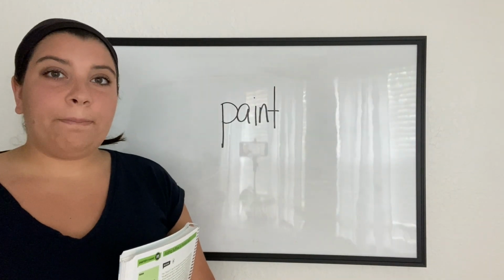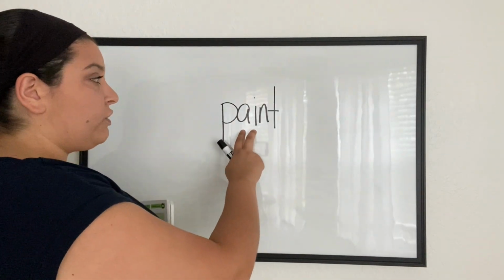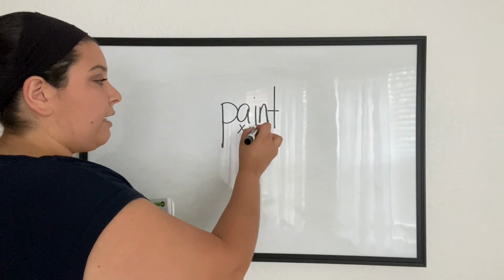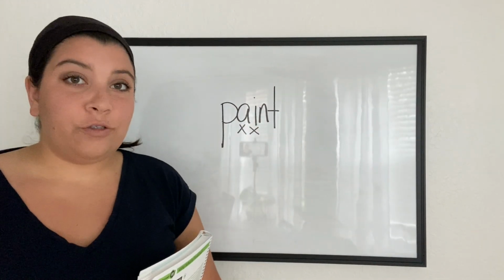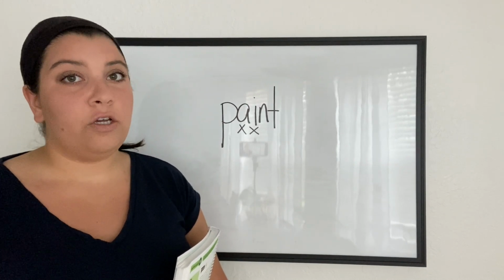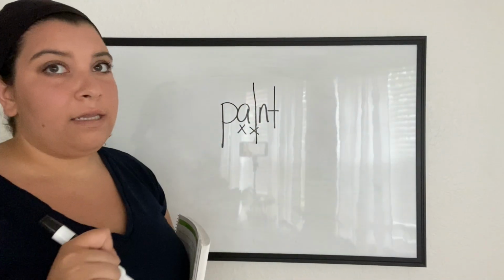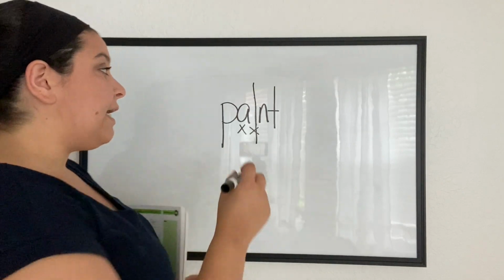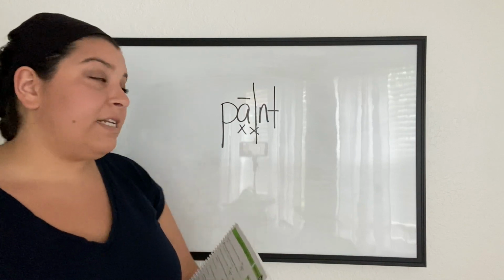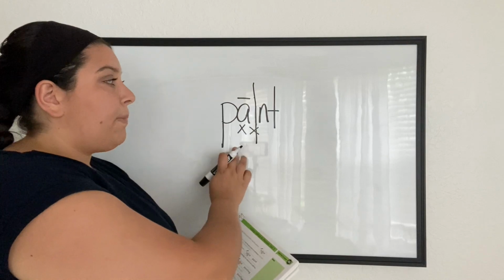So we see in my word paint that there are 2 vowels that are adjacent or next to each other. So we're going to mark our first vowel with an X, mark the second vowel with an X. When we see 2 vowels go walking, the first one does the talking and the second one stays silent. So that means we have to mark our I with a silent line, and our A is going to get a long vowel marking. We don't need to mark the N or the T at the end of the word because they're not guardian consonants. So my word is paint.